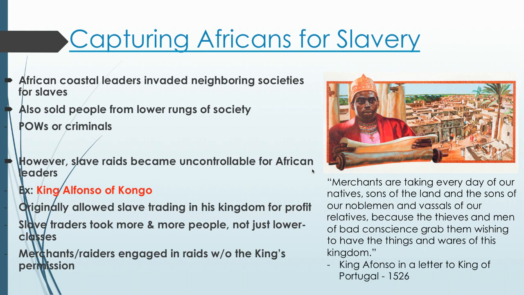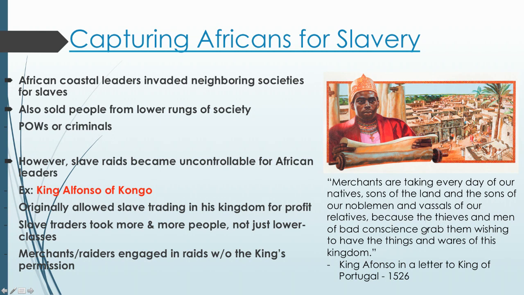One example is King Afonso of Congo. King Afonso originally allowed the Portuguese to come in and trade for his prisoners of war and his criminals, but he lost control of the slave trade in his kingdom. Slavers came in and took more and more people. And finally, he saw his own authority undermined in his kingdom. This is a letter that he wrote to the King of Portugal, where he said, "Merchants are taking every day our natives, sons of the land, and sons of our noblemen, and vassals of our relatives, because the thieves and men of bad conscience grab them, wishing to have the things and wares of this kingdom." And so things have gotten out of control in Congo.